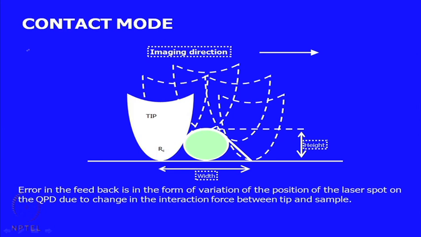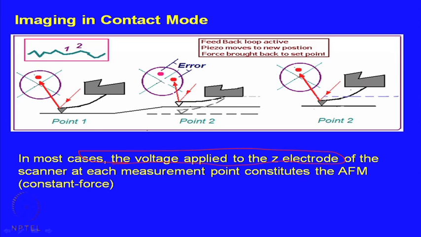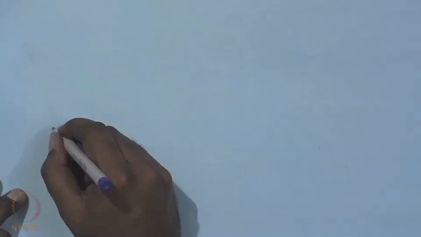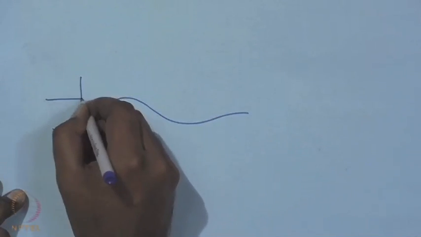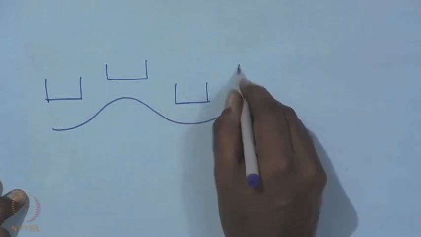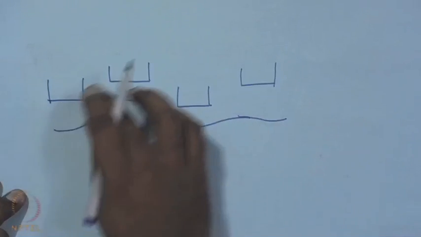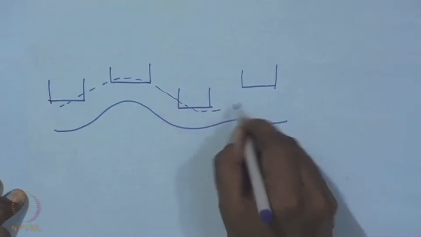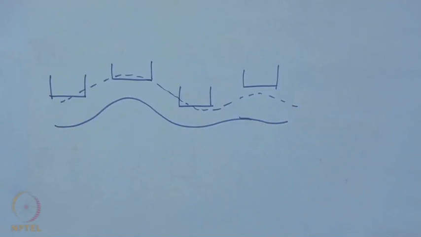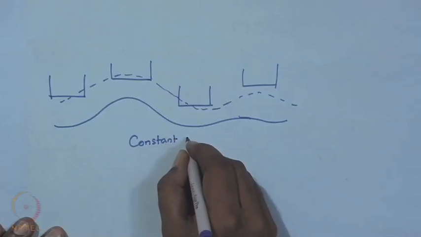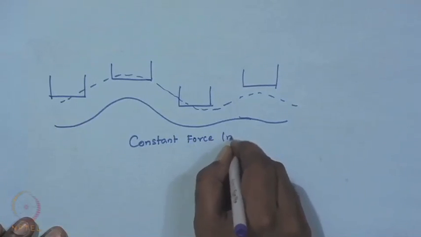So, what happens is, you can see here the Z motion of the scanner is actually now a reflection of the surface topography. So, if you have a surface topography like this, your scanner will also move along in that direction. So, if you can simply track the locus of the Z motion of the scanner, then you are through with generating the topography of the surface. So, this is what happens in constant force imaging mode.